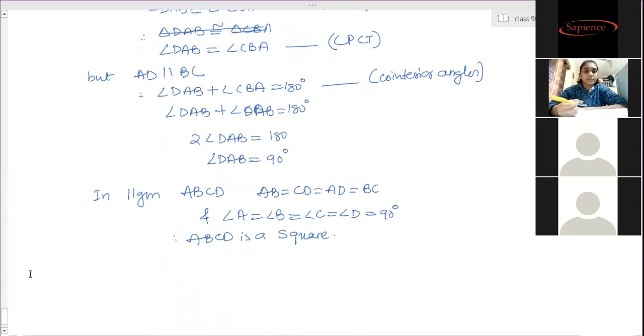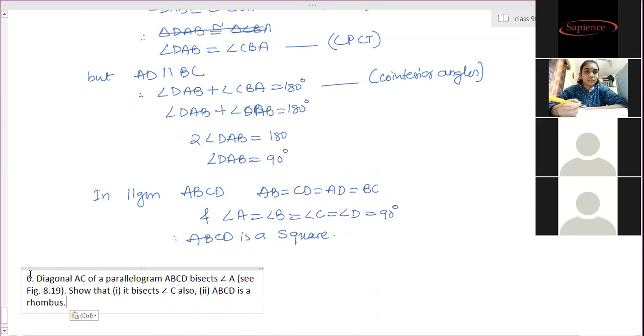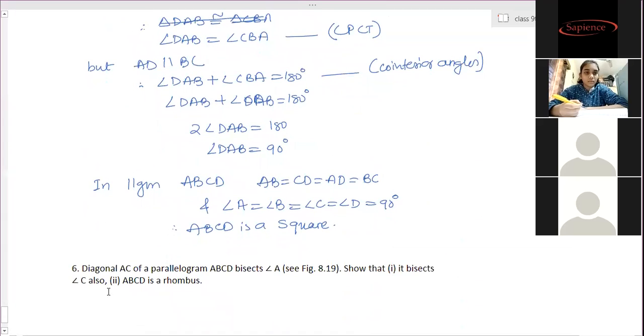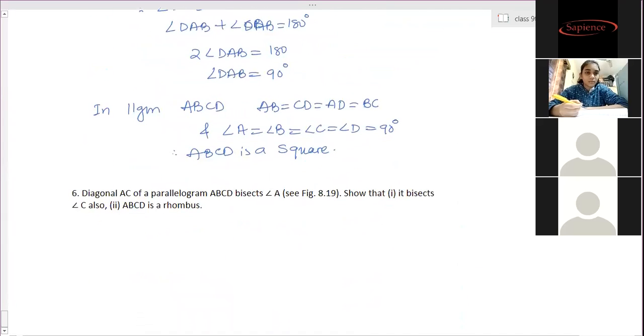Scroll down a bit. Angle DAB is equal to 90 degrees. Diagonals, now further one. Diagonal AC of parallelogram ABCD bisects angle A. Show that it bisects angle C also, and ABCD is a rhombus, that we have to prove. ABCD is a parallelogram.